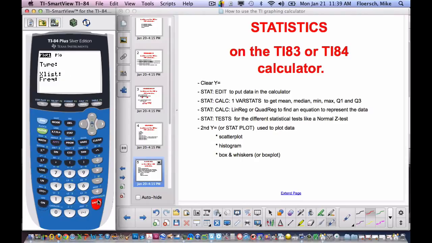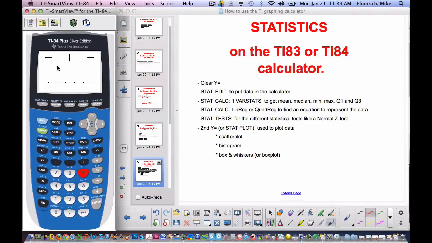Hit enter, highlight it. And I'm going to find the box and whiskers for list 2, the data I have in list 2. So this time I'm going to go down, highlight, do second, number 2, and that looks at list 2. And I hit enter. I'm going to go right to zoom 9. Sometimes your calculator doesn't work, so I have to do zoom quit. I go back to zoom 9, which will zoom in on my statistics, and there's my box and whiskers, and it's got the data here.